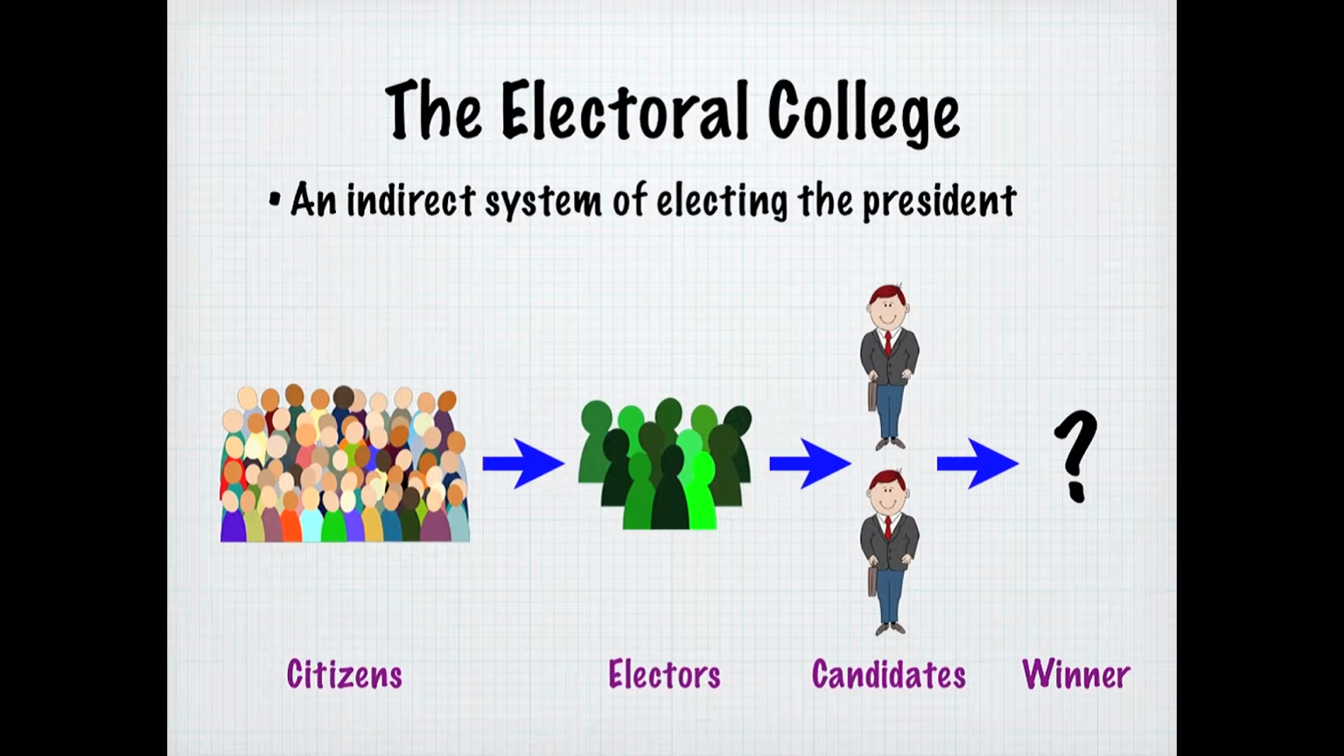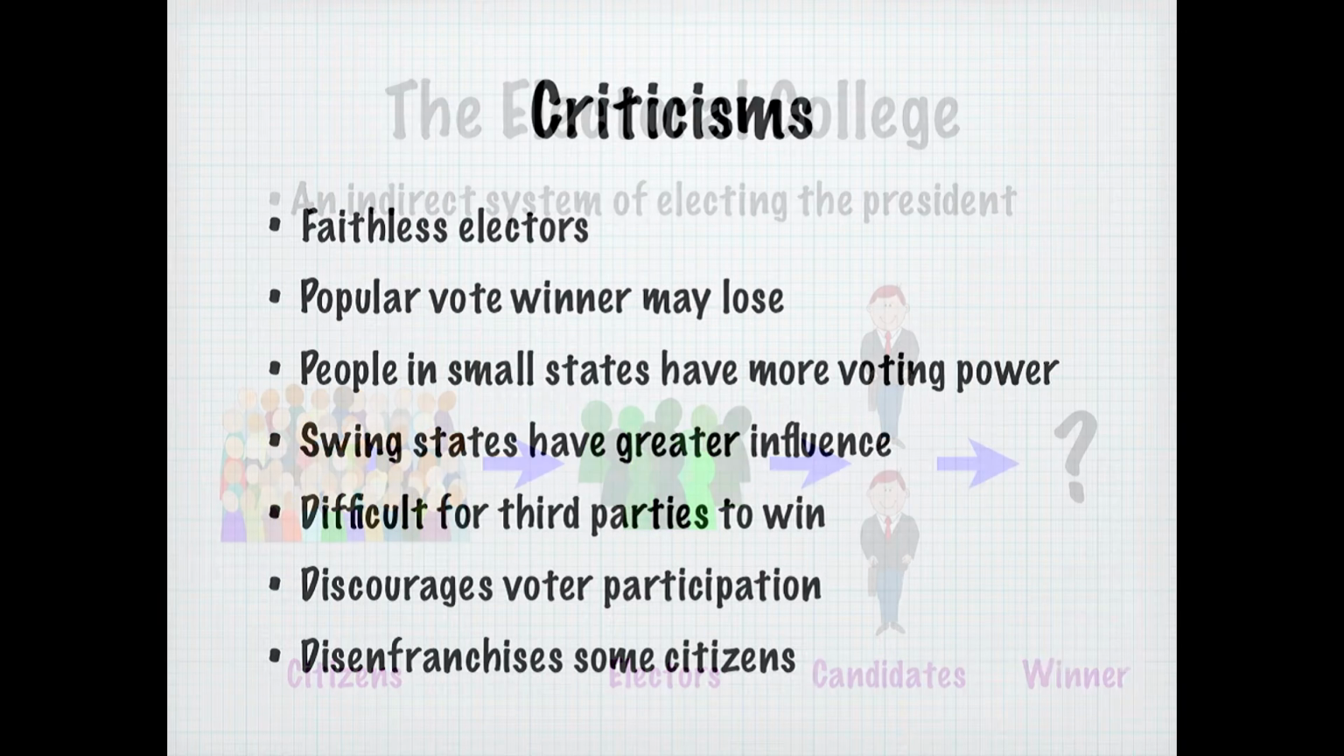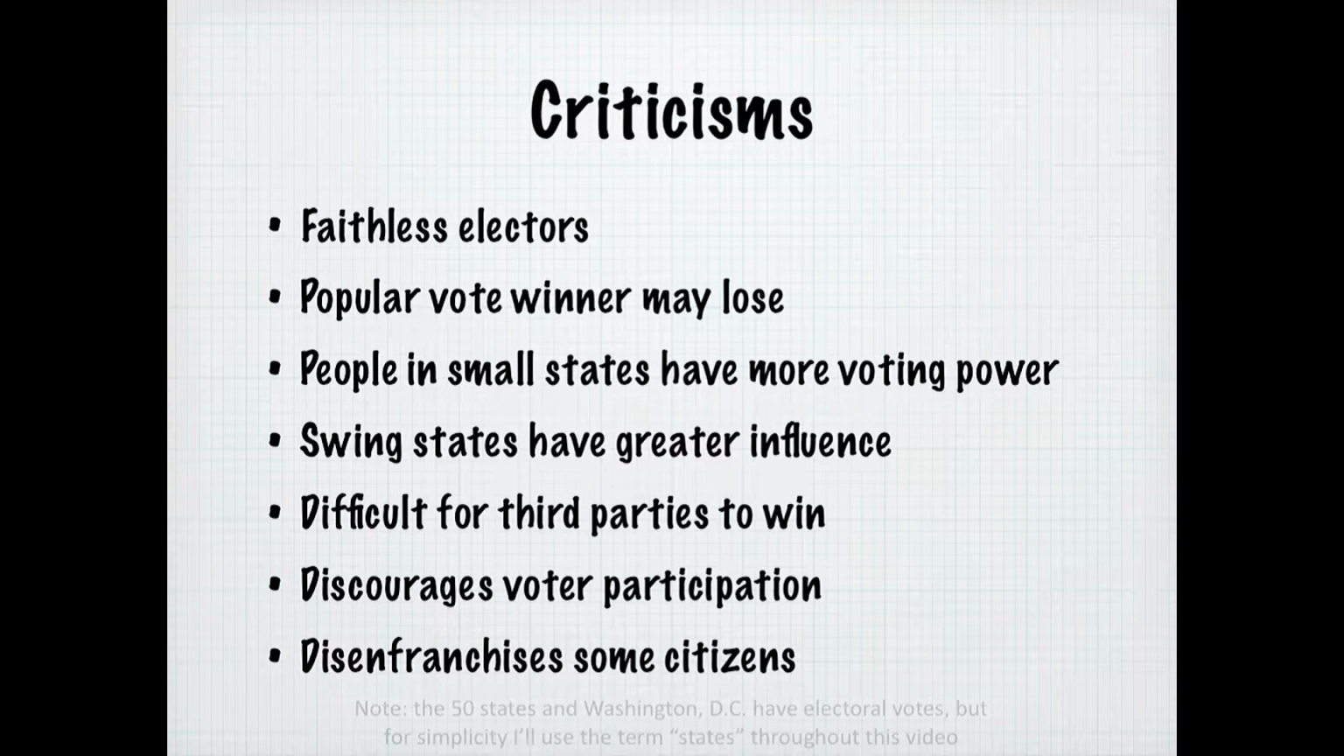The Electoral College is an indirect system of electing the president in which citizens vote for electors, then the electors vote for the president. This video will only focus on some of the main criticisms of the Electoral College. For a more detailed explanation of how the Electoral College works, please check out another video.